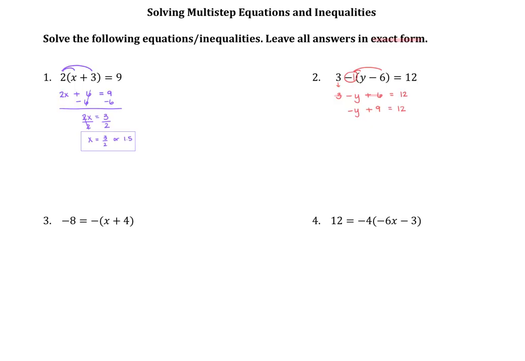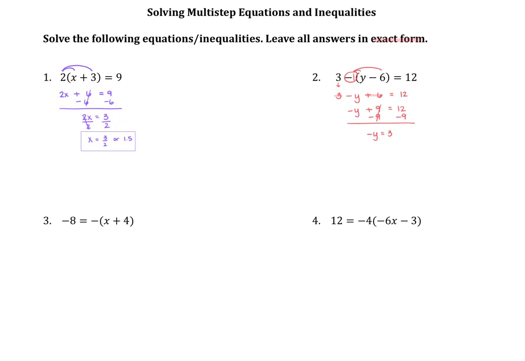There is nothing left that I can simplify on the left or the right. So now I'm going to do what I have been doing since yesterday. I'm going to undo the addition of 9 first by subtracting 9 from both sides. 9 minus 9 gives me 0. So now I have -y equals, and 12 minus 9 is 3.